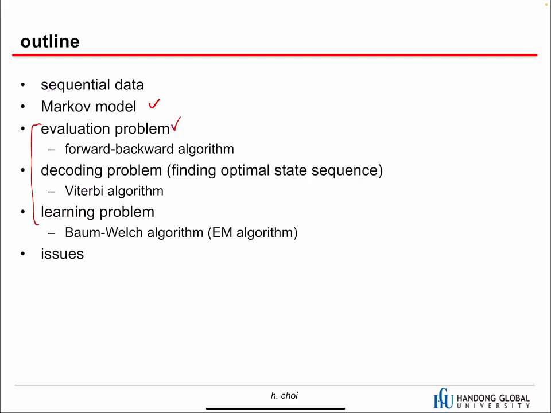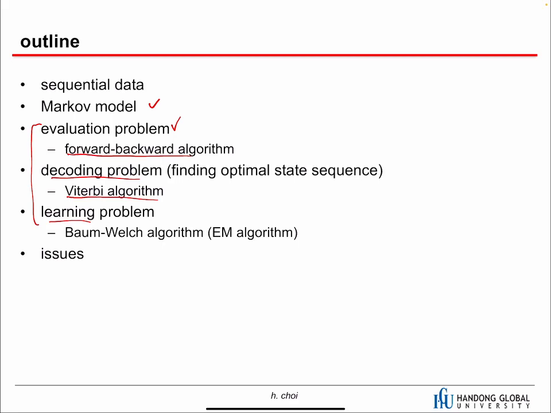The evaluation problem means we have to evaluate a sequence given an HMM. When we have an HMM and a sequence, how likely is this sequence in this model? We will learn the forward or backward algorithm. The decoding problem is that when we have observations, what is the best hidden state sequence? We will learn the Viterbi algorithm.